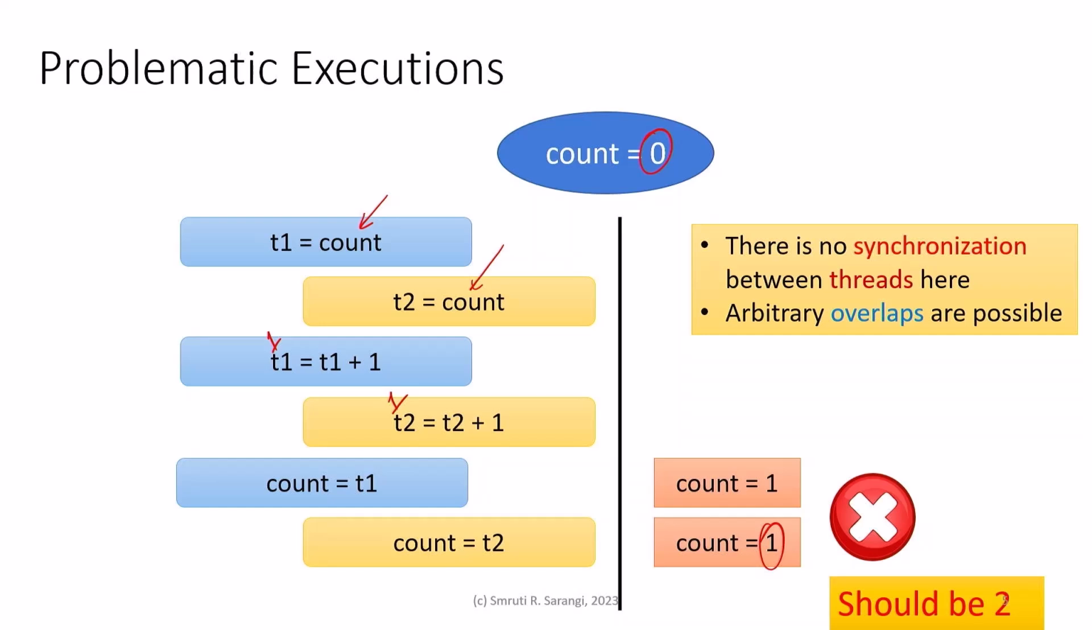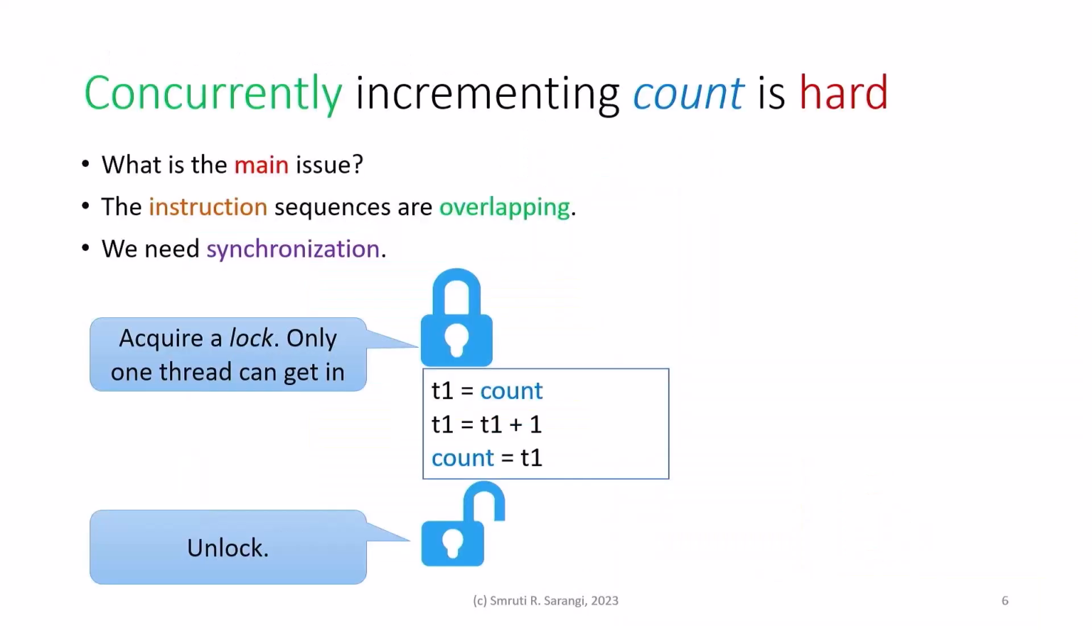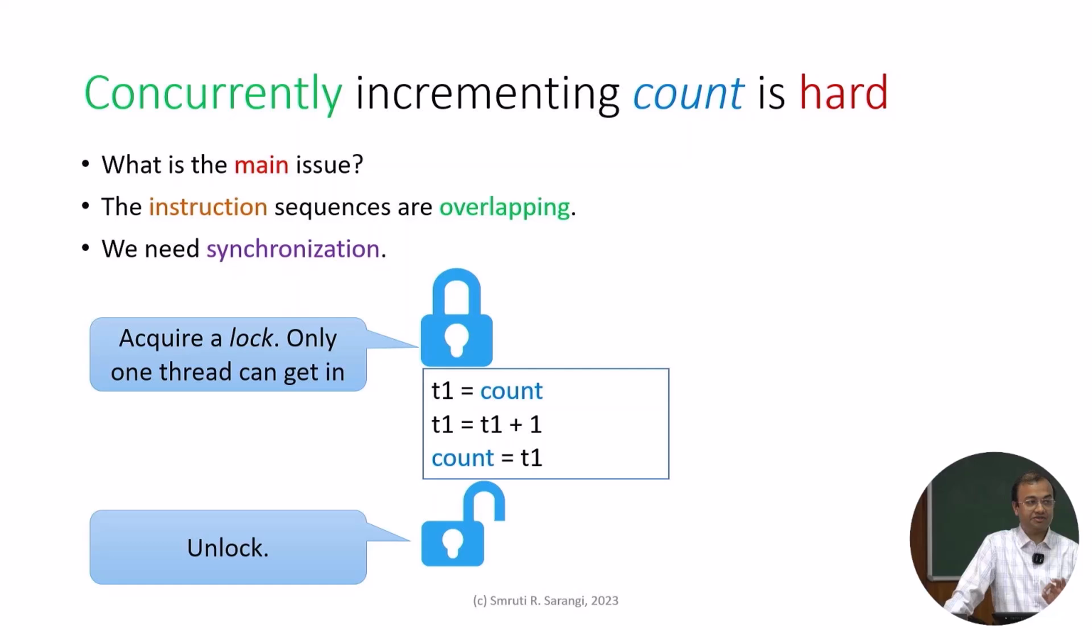This is because there is no synchronization between the threads. Hence, we have such kind of an overlap, which is not a desirable overlap. Given the fact that there were 2 increments, the final value should have been 2. But as we see, the final value is 1, which for us is not a desirable outcome. So concurrently incrementing the count variable is hard, is difficult.